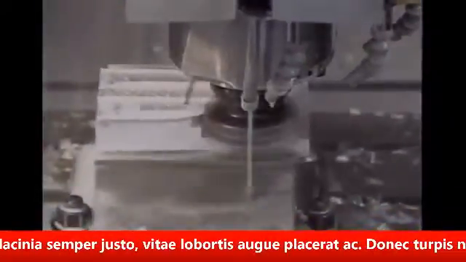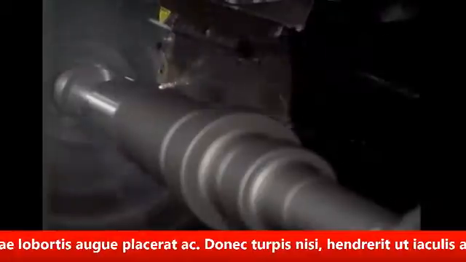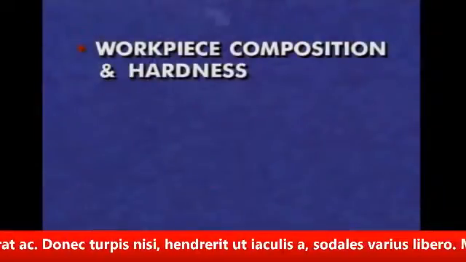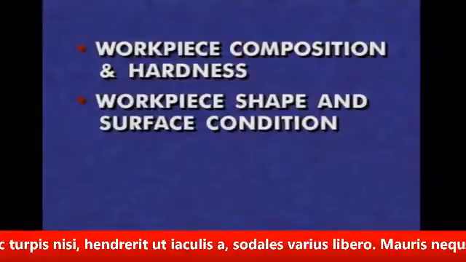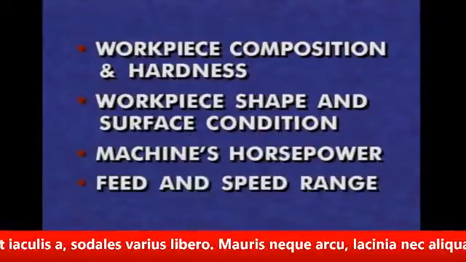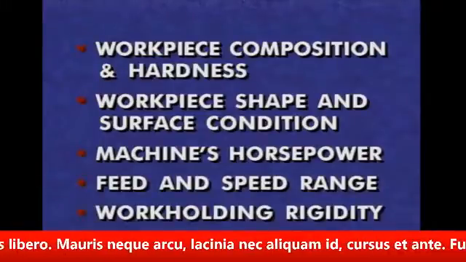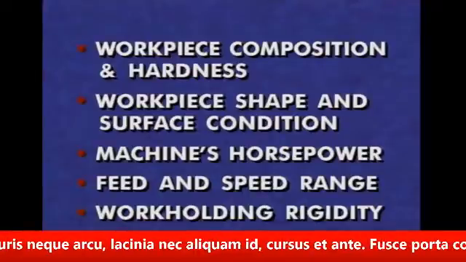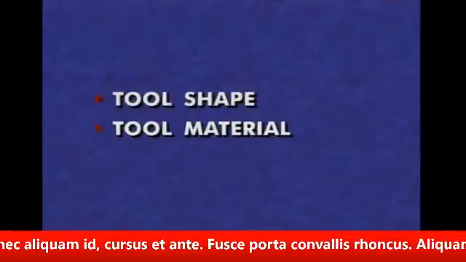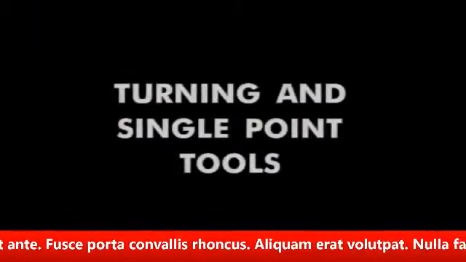Before final selection of a cutting tool can be made, certain process parameters must be known, such as the composition and hardness of the workpiece, its shape and surface condition, the machine's horsepower, the machine's feed and speed capability, and the rigidity and security of the work-holding method. All these variables factor into the selection of tool shape, tool material, and machining process parameters.